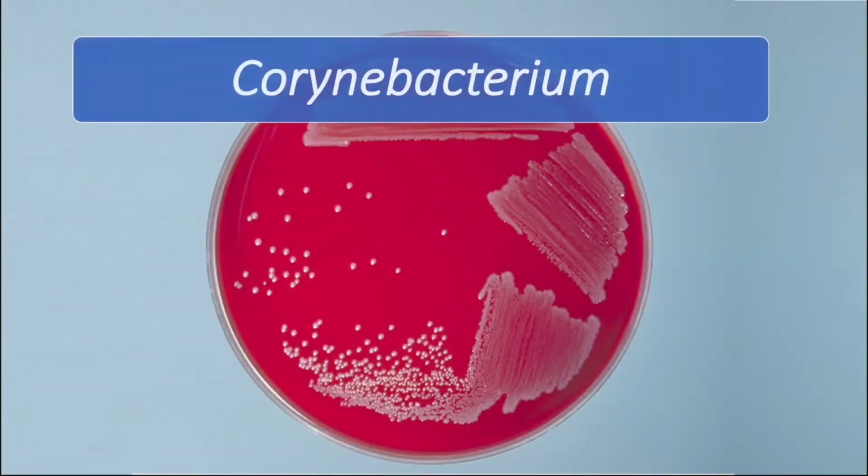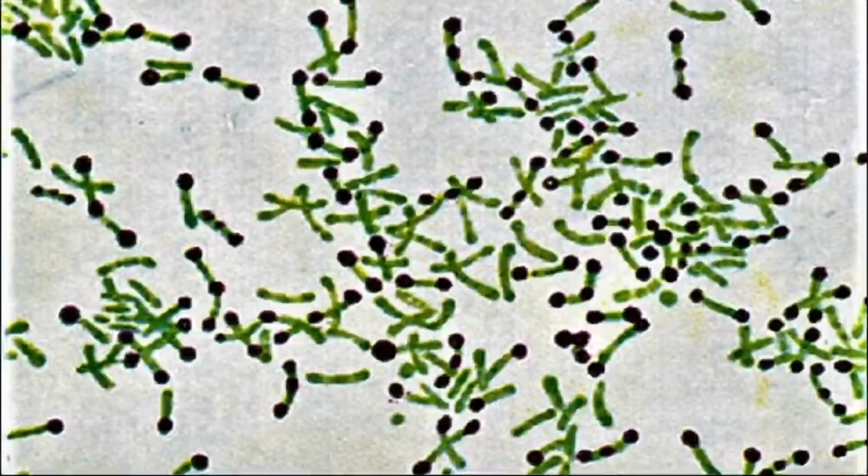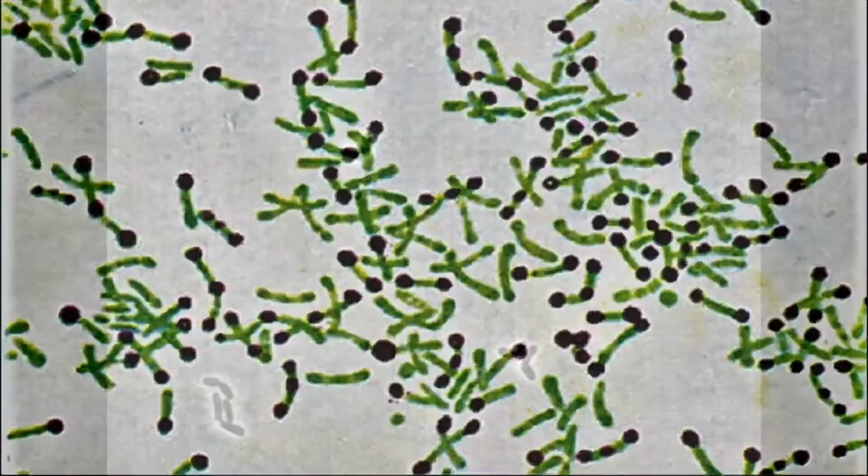First, Corynebacterium. Many species of Corynebacterium are club-shaped due to the presence of large polyphosphate granules which make the cell appear swollen at one end. These provide energy reserves in times of stress and are thought to play a role in pathogenicity.